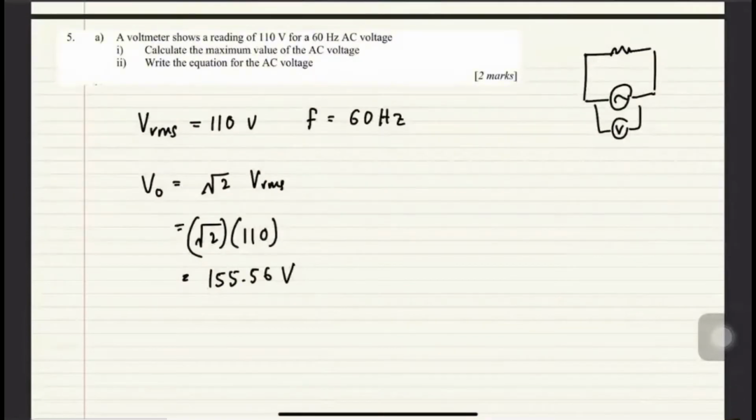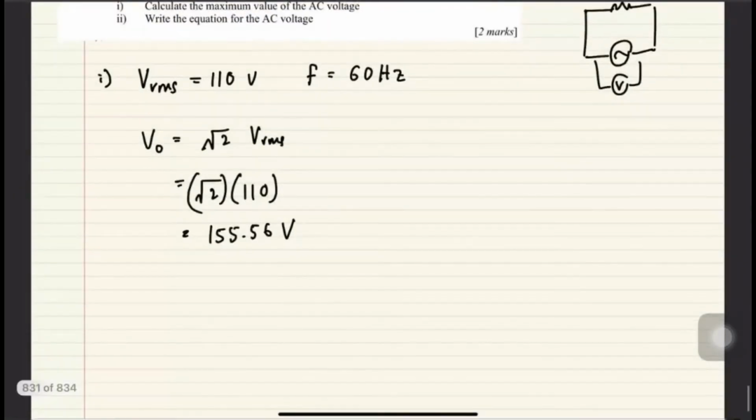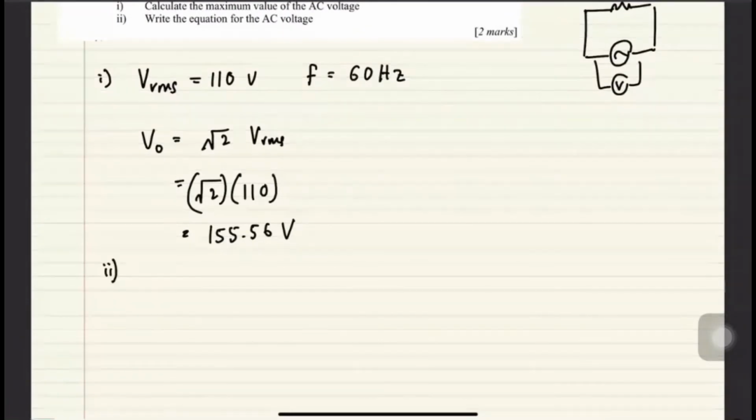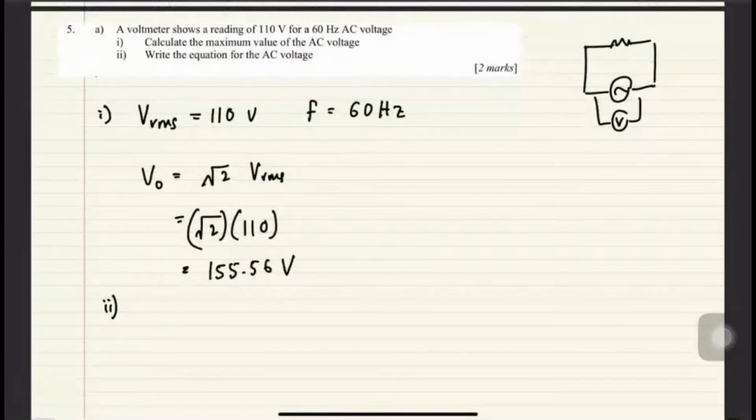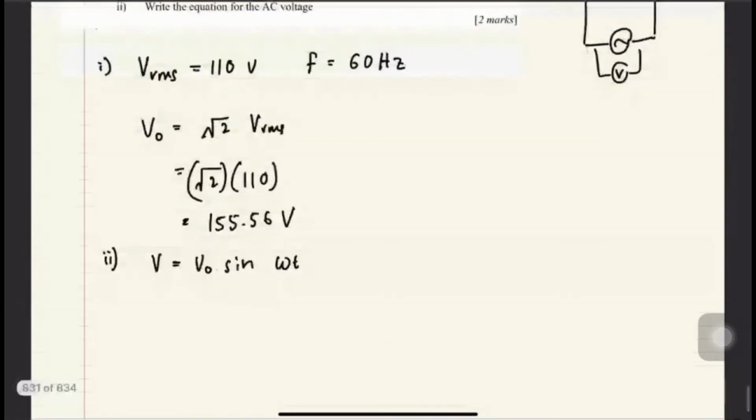Unit the volt lah. Question number 2, dia kata write the equation for the AC voltage. So if you want to write the equation, since we don't have any extra information, we just assume that one will be sine lah kan. So V equals V0 sine omega T. Kita just pakai general equation yang ni.